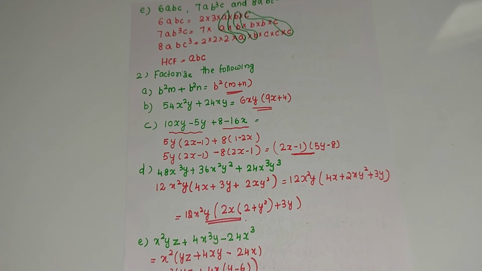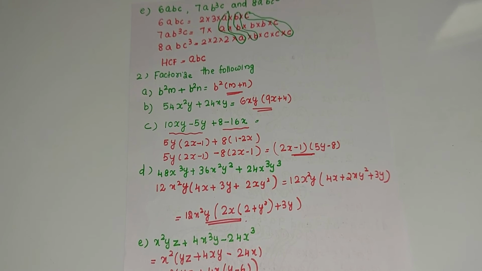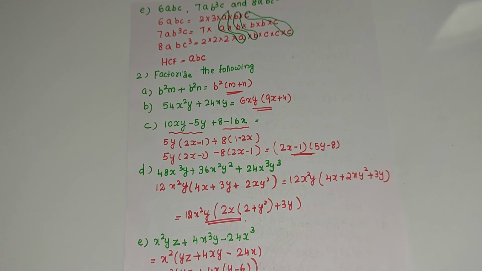Now see 10xy minus 5y plus 8 minus 16x. Here there are 4 terms. So you can group by 2 terms and 2 terms. So I group like this: 10xy minus 5y and 8 minus 16x. And in the first group 5y is common. So you take outside, so 5y into 2x minus 1. Plus 8 is common for 8 and minus 16x, so 8 into 1 minus 2x.